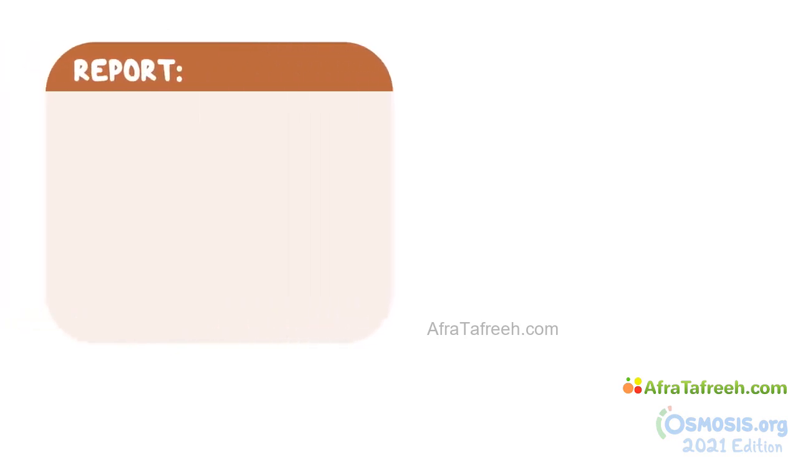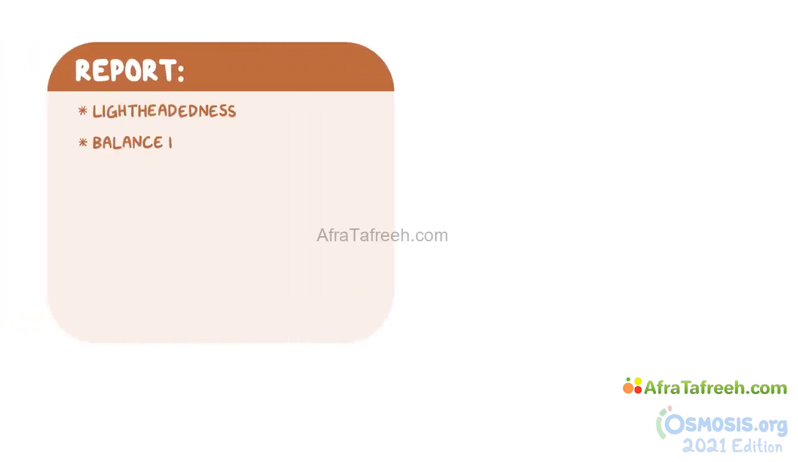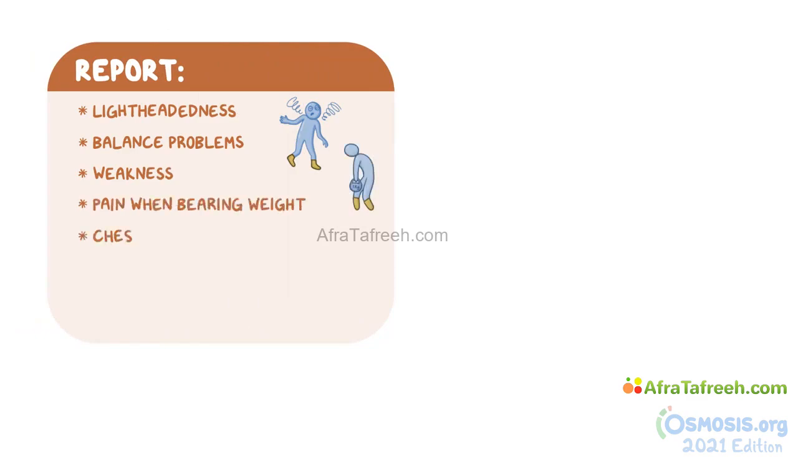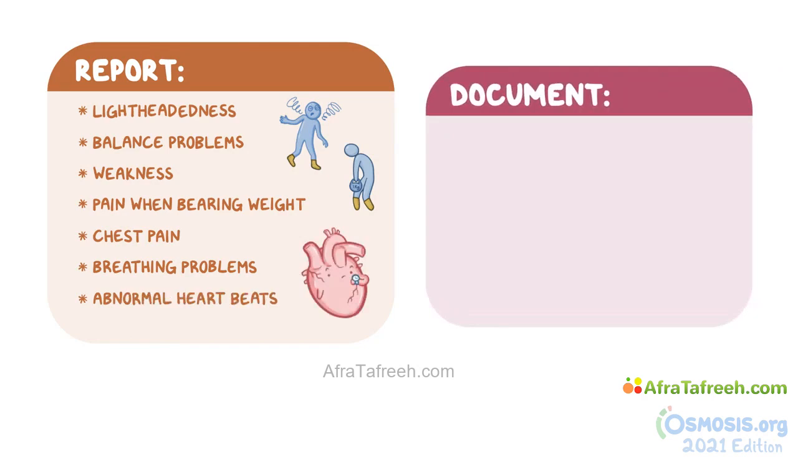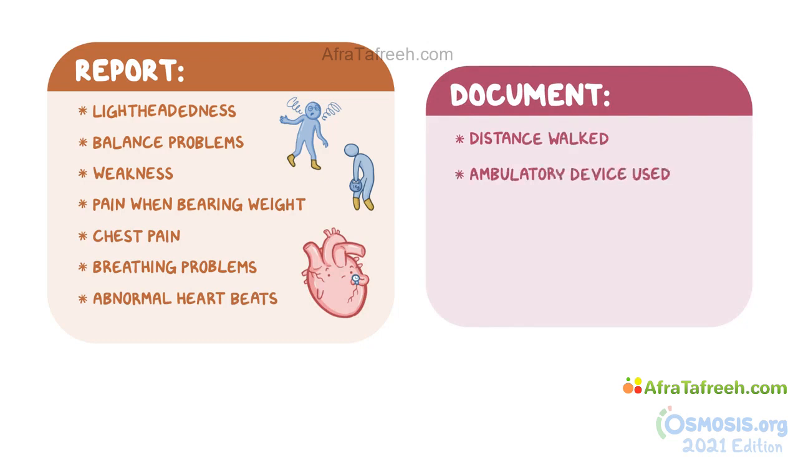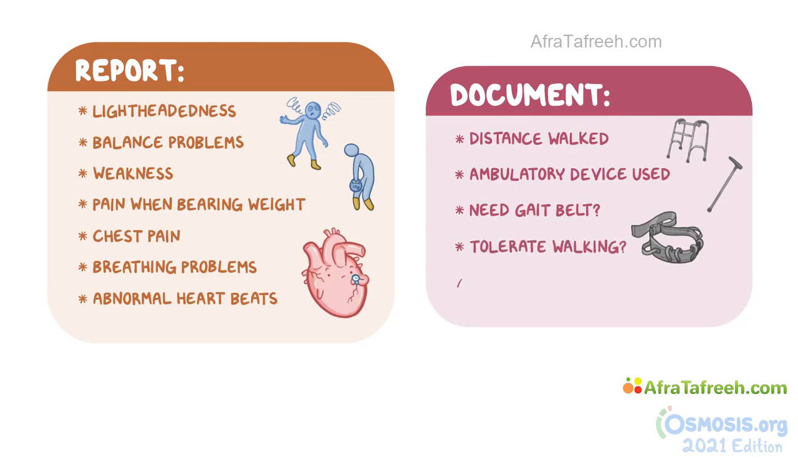Remember to report dizziness, lightheadedness, balance problems, weakness, pain when bearing weight, chest pain, breathing problems, or abnormal heartbeats. Document these signs if present, and also the distance walked, what ambulatory device was used, if they needed a gait belt, how well they tolerated walking, and any falls or other incidents.